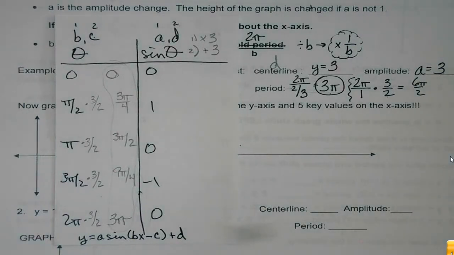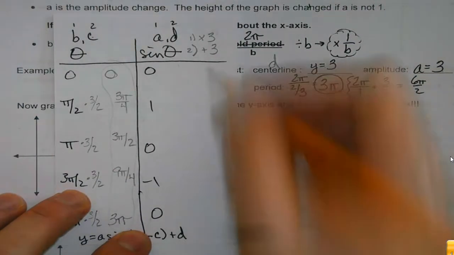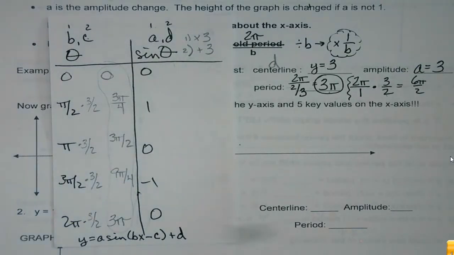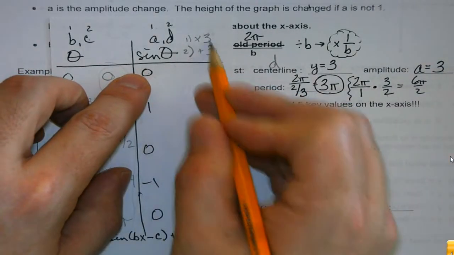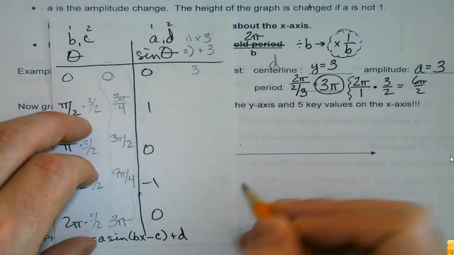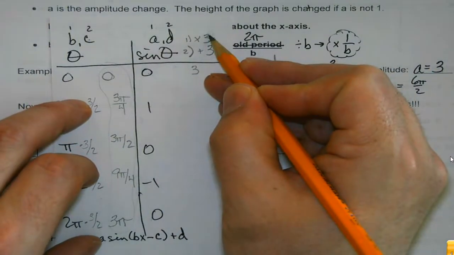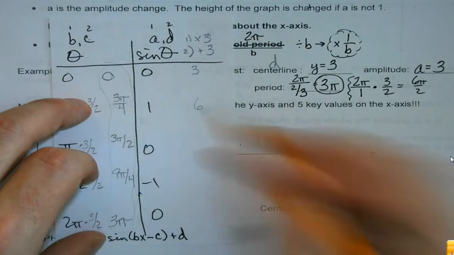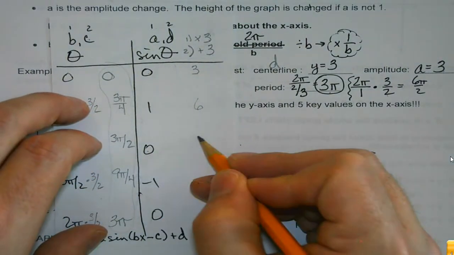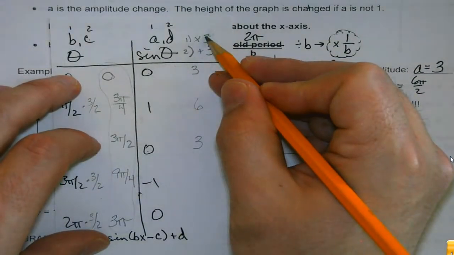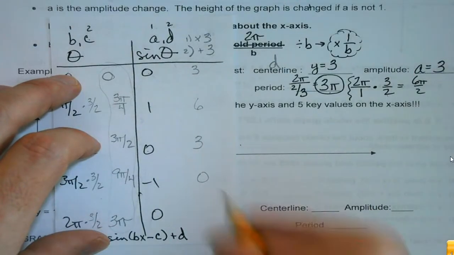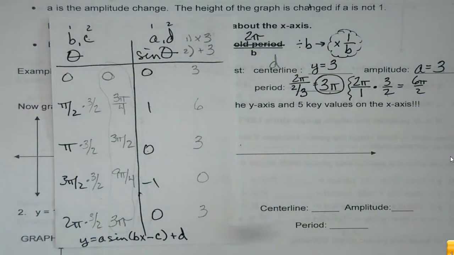It's up to you if you want to do 2 separate things here, if you want to do all the times 3 and then add, or if you want to do them together. I tend to do them together. So here's how it'll work. 0 times 3 is still 0, plus 3 would be 3. 1 times 3 is 3, plus 3 is 6. And then anytime I get 0, I'm still going to end up at 3. That's just how this works. Negative 1 times 3 is negative 3, plus 3 is 0. And then this guy ends up back at 3 again. And those are the values that I'm going to be plotting.